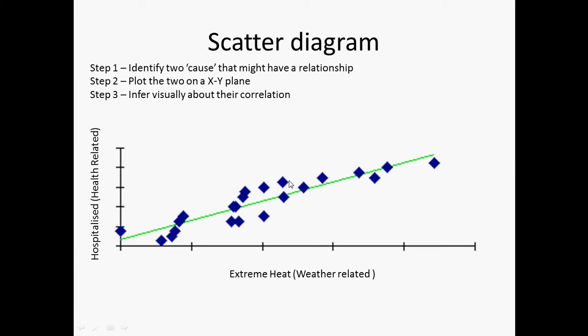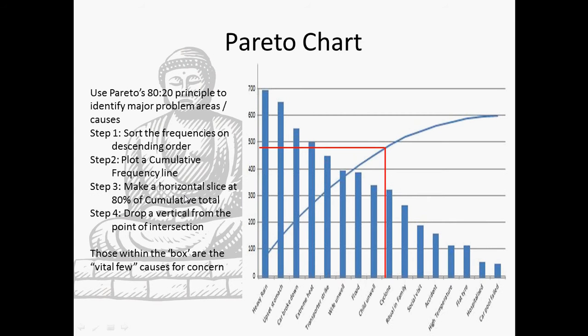So what I do is I check a scatter diagram to identify two causes that might have a relationship and plot the two on a XY plane like this: extreme heat and hospitalized. Who is hospitalized? It's out here. Where is extreme heat? Extreme heat, yeah, it's out here. So extreme heat is within the list, hospitalized is outside the list.